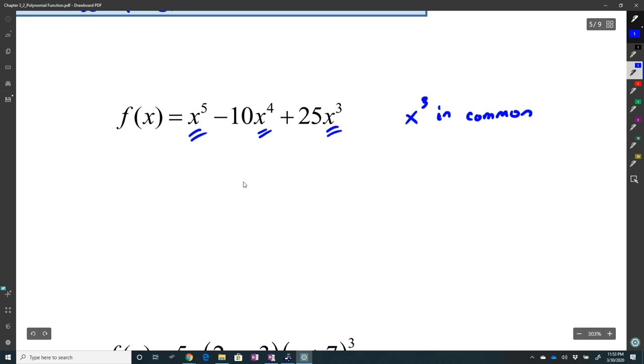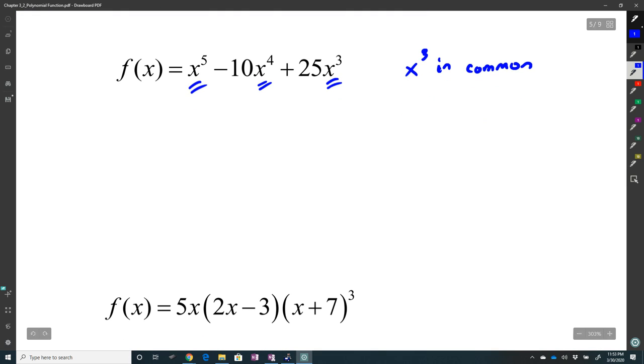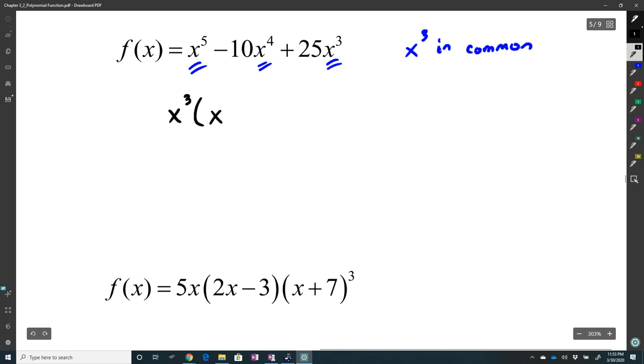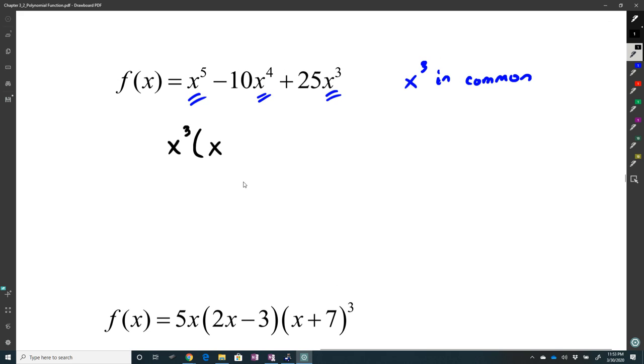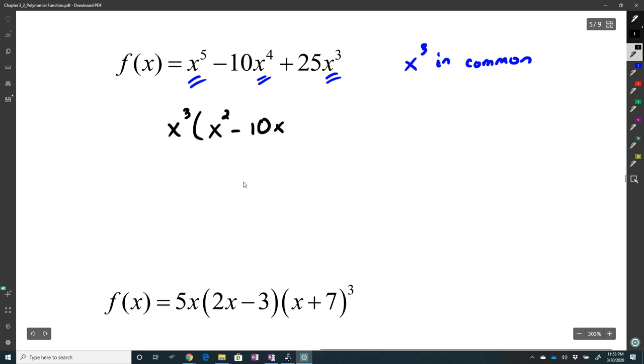So since they have x cubed in common, I can factor the x cubed out. And I have x squared minus 10x plus 25. Right? And again, we're finding the x-intercepts, so that's equal to 0. So I can do the same thing here.